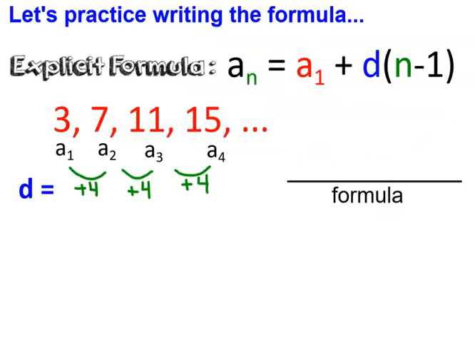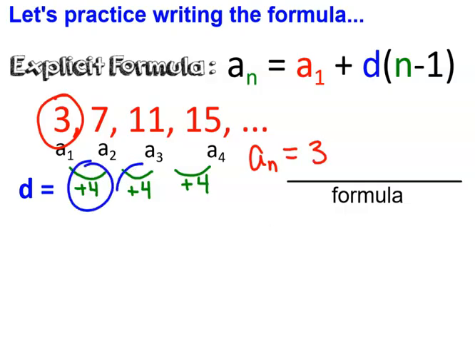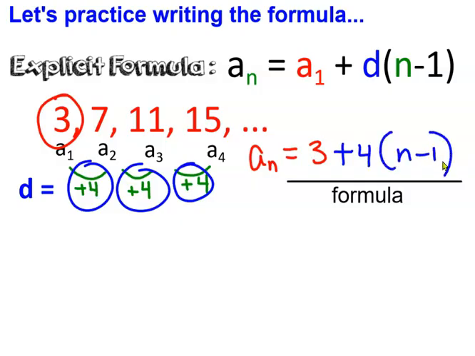Let's take a look here. In this formula, we would fill in A sub 1 is 3. So the answer for any value would be 3, and then we need our common difference, which is plus 4. The n minus 1 will remain there until we are told which number in the sequence to find.